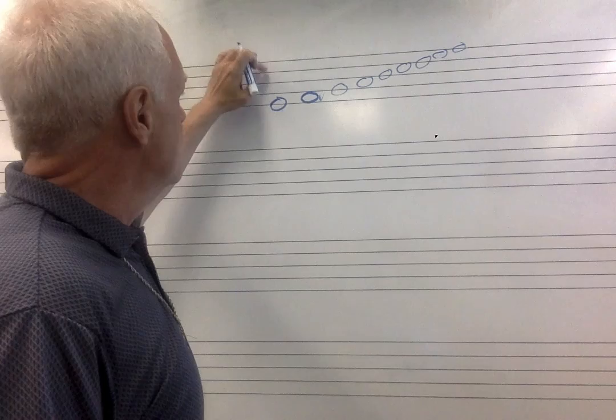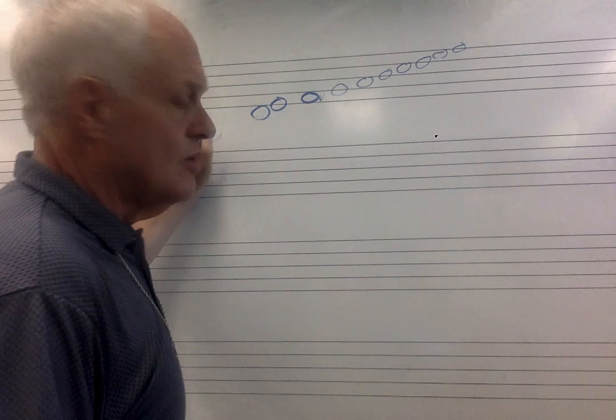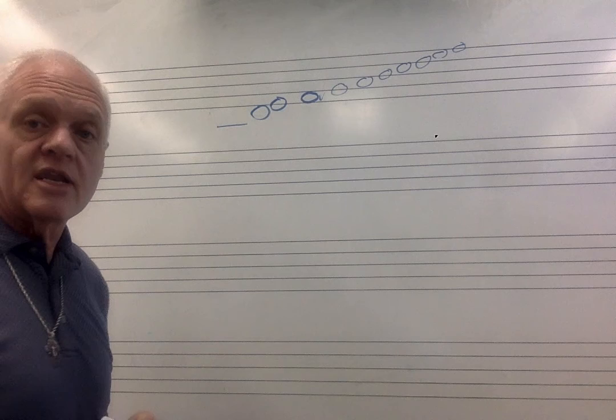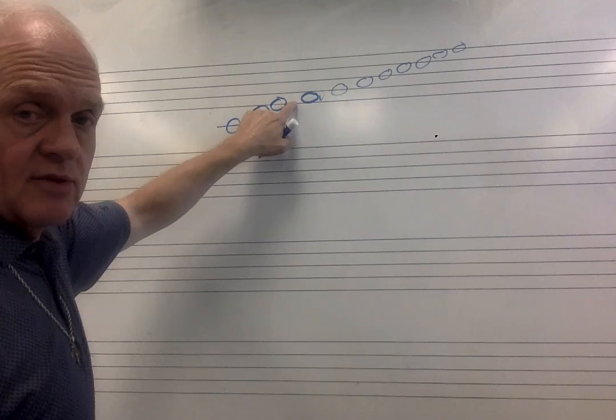Now, we can write notes below that. There's one. That's in a space. If we want to create a line, we call this a ledger line. It's a temporary line to put that note on there to distinguish it from this bottom line on the staff.